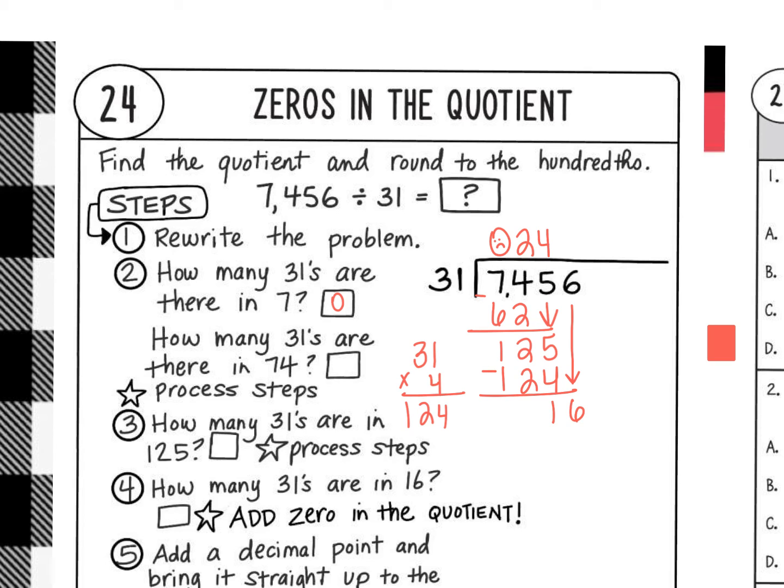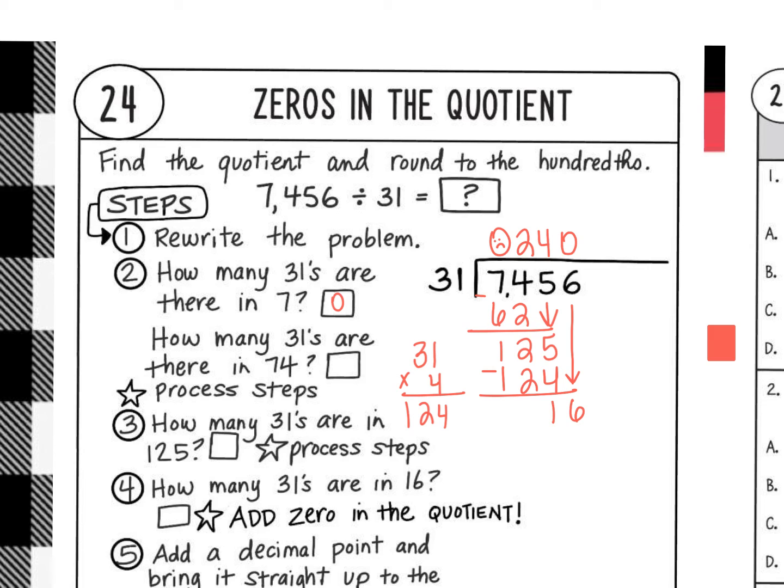So I subtract and I'm left with 1 and I drop the 6. Now 31 goes into 16 0 times. This is where most students mess up, is when there's a 0 in the quotient, because students typically forget to put that 0 up there and it messes up your number. Okay, so my answer here would be 240 remainder 16.